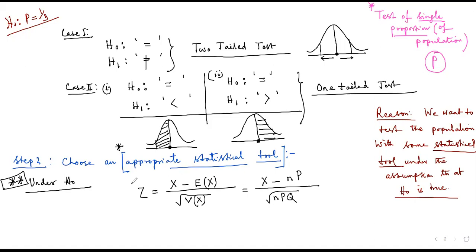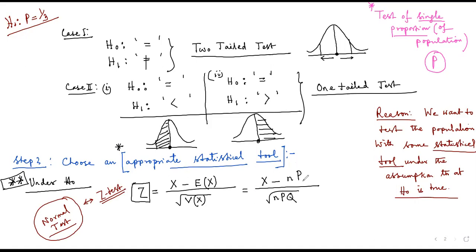This test that I'm following over here is known as the Z test, or in some books it is called the normal test. Because you know that normal distribution is a special case of binomial distribution under the assumption that n is pretty large and the probability of success is pretty small.